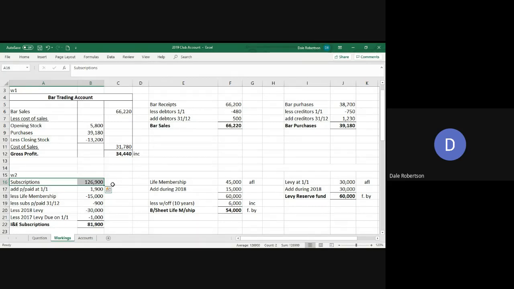There is an amount prepaid at the start of the year which we need to add on. Subscriptions received in advance, and it's at the start of the year. So even though it was prepaid from last year, it is for this year.